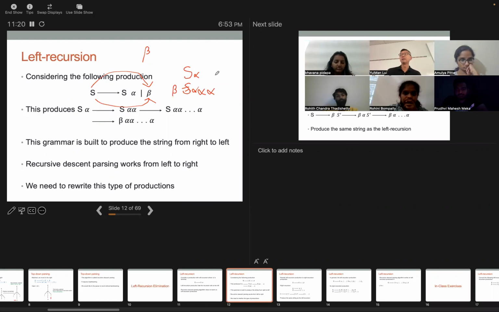Does that make sense? You have to know, you're just rewriting the grammar. You're not changing the grammar. If you change the grammar, then it's going to generate different strings. That's wrong. You have to rewrite the grammar so that it will generate the same output. So far so good. So does everyone understand what this grammar does?